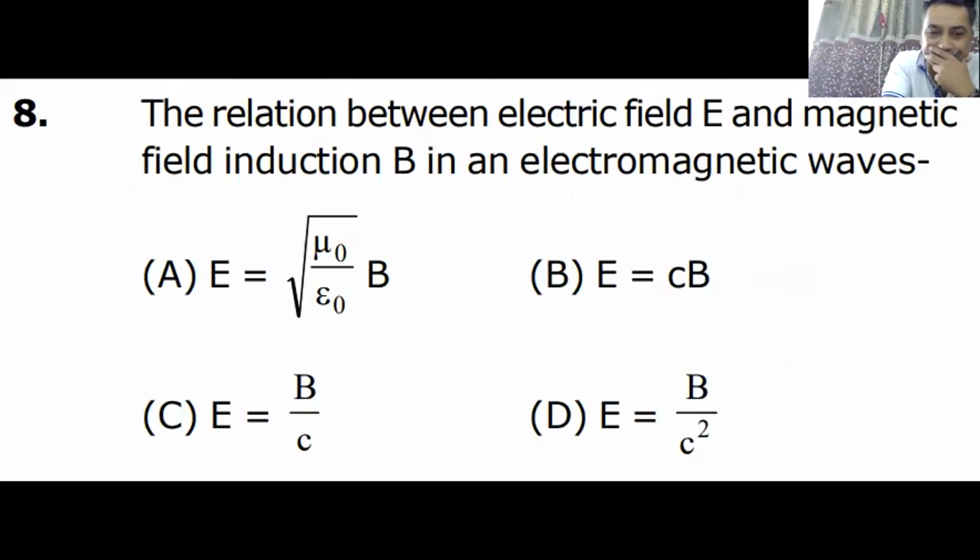Can I have the answer for this one? The relation between electric field E and magnetic field B in an electromagnetic wave is what? Which one is the correct option? A, B, C, D. 1, 2, 3, 4. B, sir. E is equal to CB. I told you that formula. It's a very important formula. Most of the questions that you will find will be based on this formula.